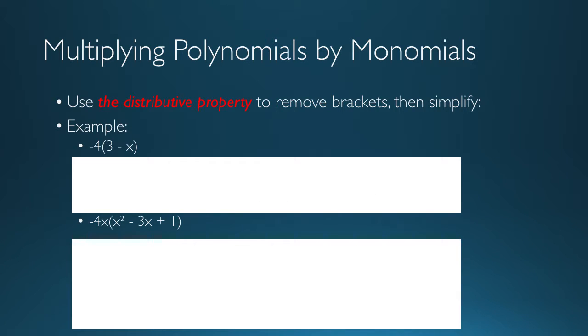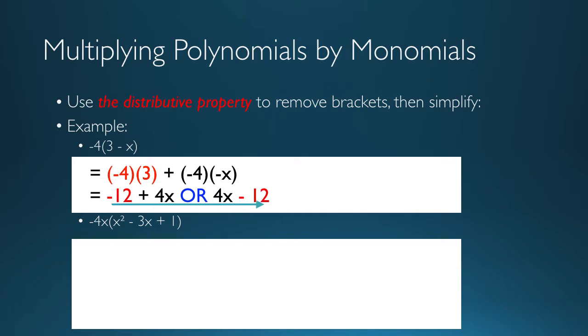Okay, let's have a look at another example. Let's use the distributive property to remove the brackets and simplify our polynomial. Our first example, we've got the monomial negative 4 being multiplied by a binomial 3 minus x. So firstly, we need to multiply every term inside the bracket by the term in front of the bracket, which is negative 4. So we have negative 4 being multiplied by positive 3, and we put a plus sign, and negative 4 being multiplied by negative x.